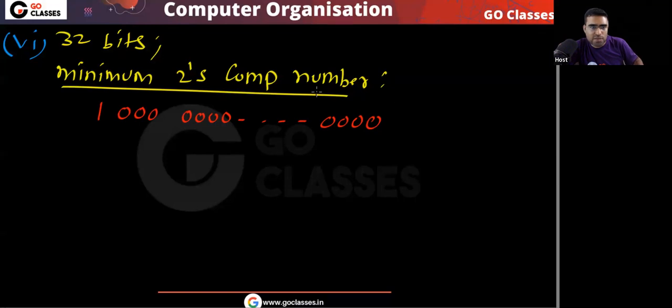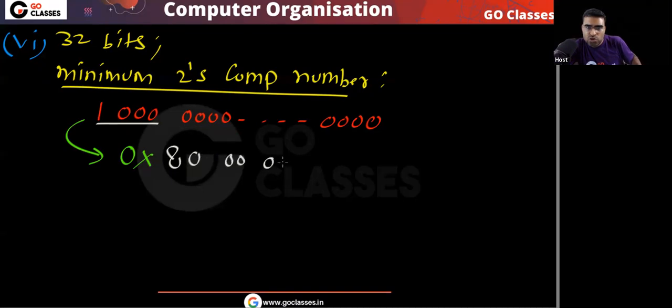Okay, most of the students have given the correct answer. I can see all of them have given the correct answer. Very good. So in 32 bits, for the minimum 2's complement number, the sign bit will be 1 and the remaining will be 0. This will be your minimum 2's complement number. In hexadecimal, what will it be? It will be 8, then 00000000. Okay, this will be your number.